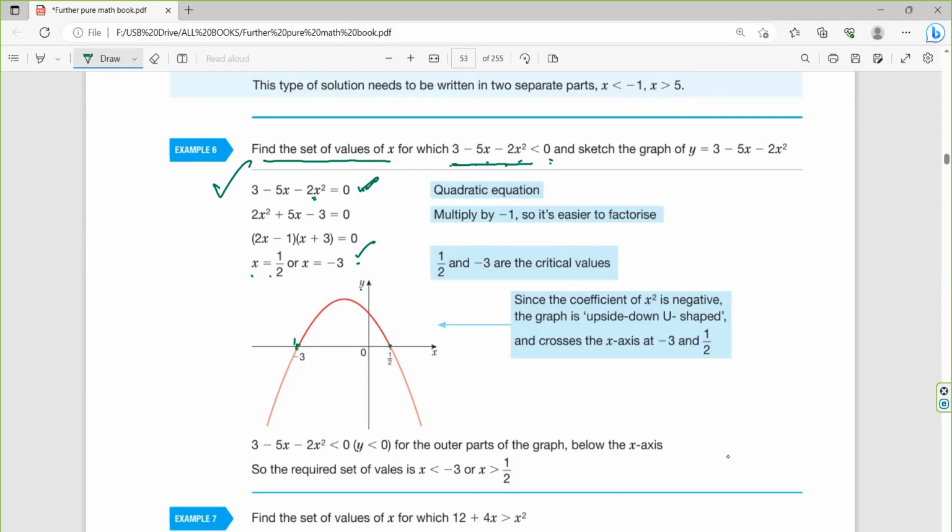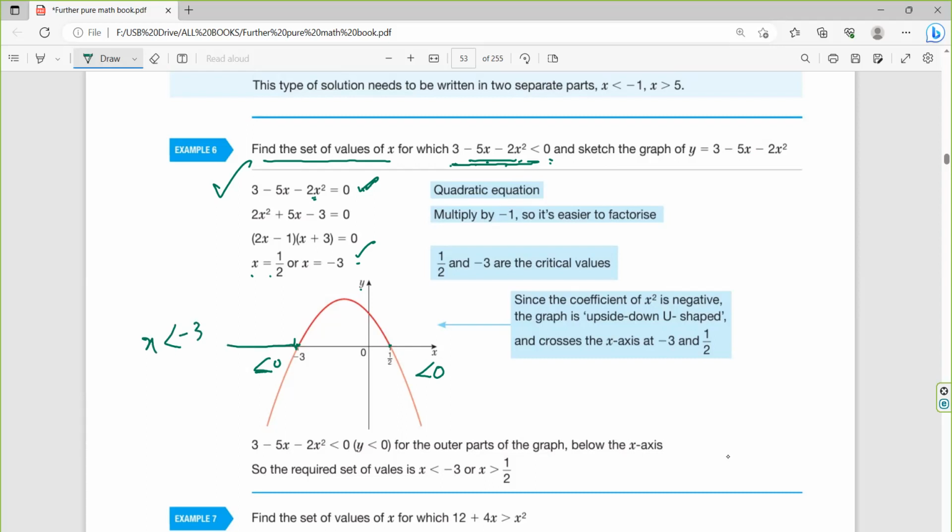What do they want? They want the curve to be less than 0. So which part of the curve is less than 0? You see, this part is less than 0. That means negative, less than 0. And this part also is less than 0. That means if x value is less than minus 3, this part is less than 0.